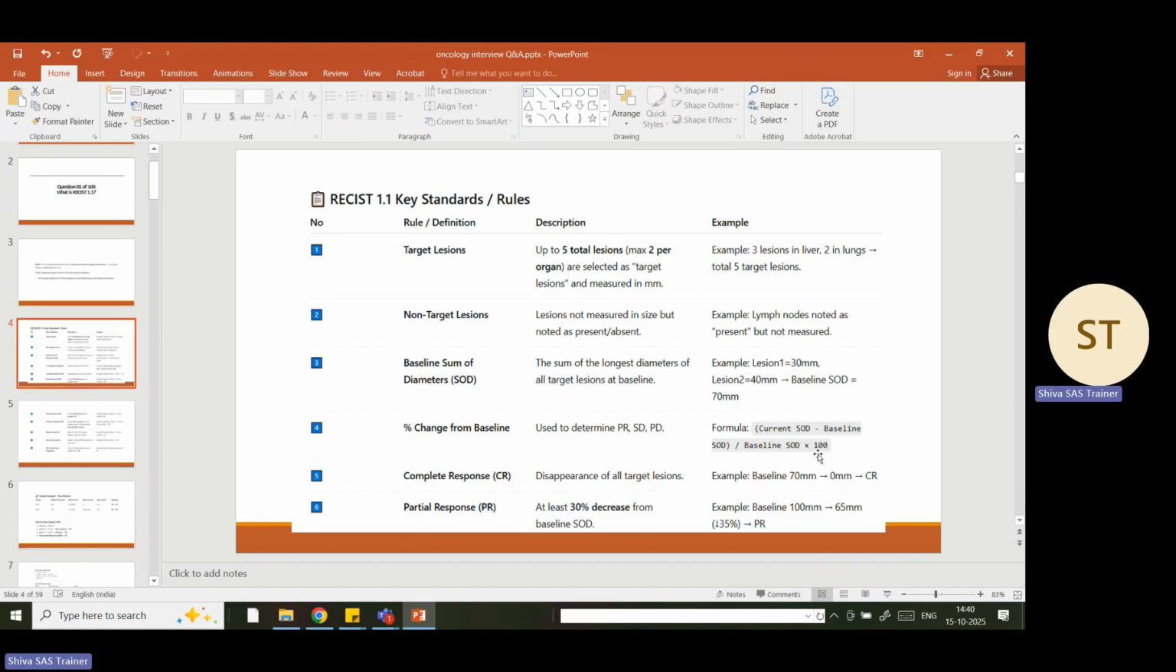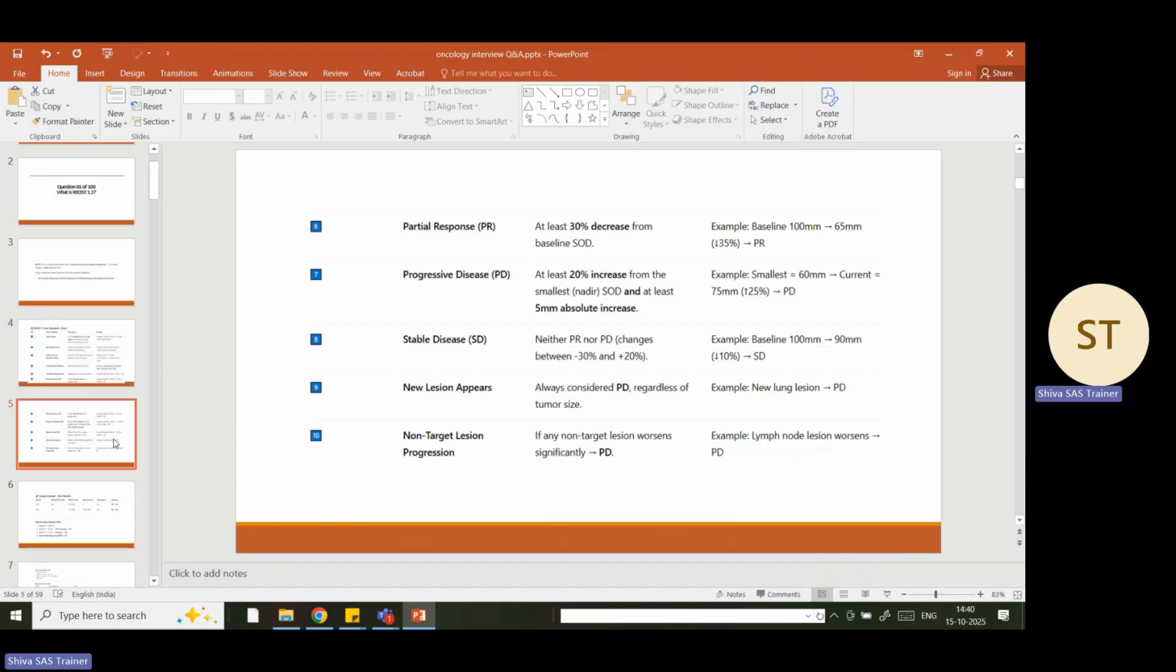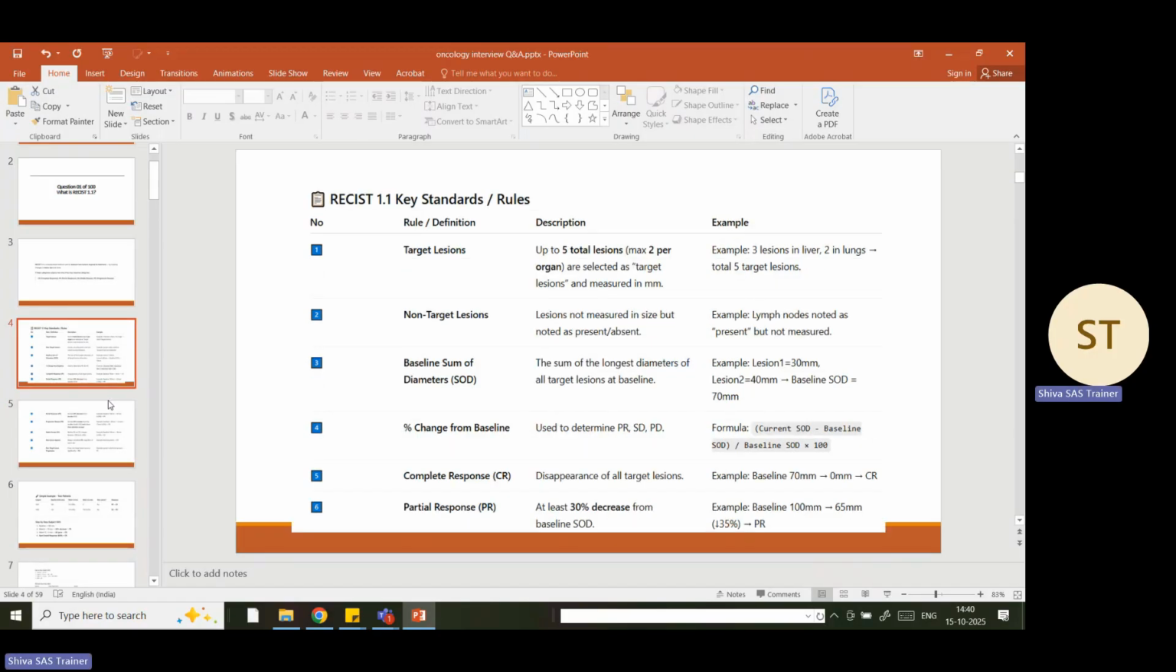If it is at 100, it is a change. If it is into 100, percentage. Complete response: when can we call it a complete response? Disappearance of all targeted lesions. For example, a size of 70 is there. After a few days, if you measure the tumor size and it has completely disappeared, that response we can call CR. At least 30% decrement of the size of the tumor, we can call partial response.